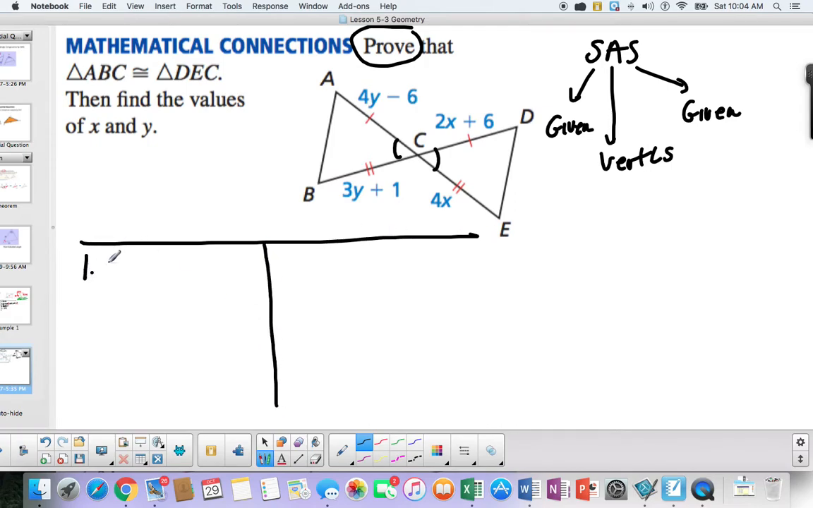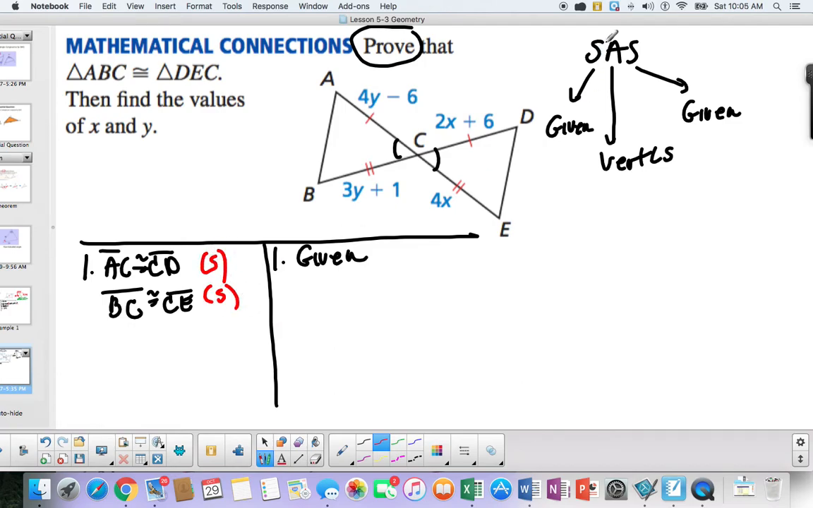All right, step 1, we write AC congruent to CD. Those are with the 1 tick marks. And the BC congruent to CE. Doesn't really matter the order of the letters. That's given. And while I'm doing this, I like to put S so I know I've met my S requirement and my S requirement.